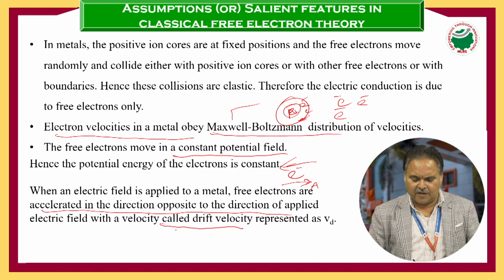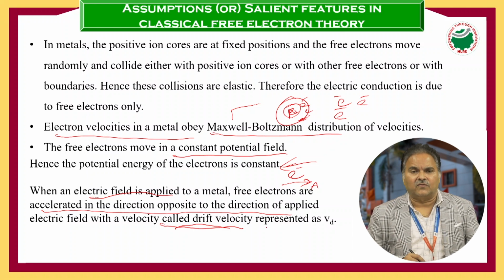Here it is the drift process because we are applying an electric field to the metal. Then the electrons gain some energy, and then velocity. That velocity we call the drift velocity, represented by Vd.